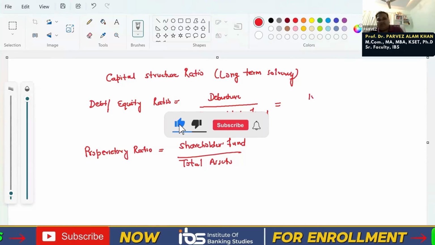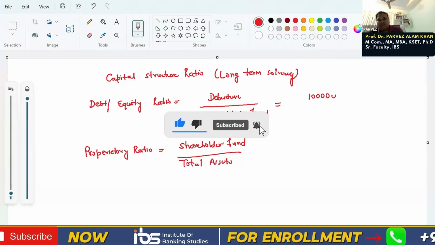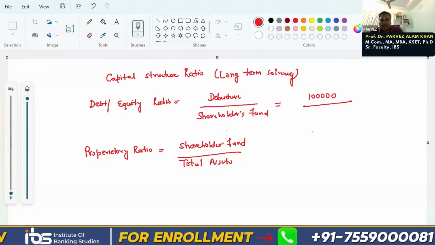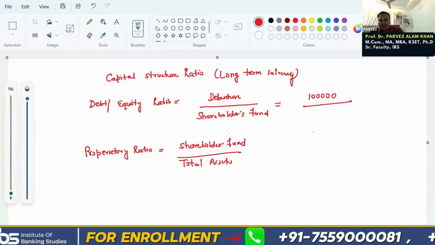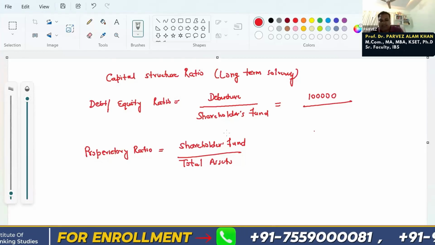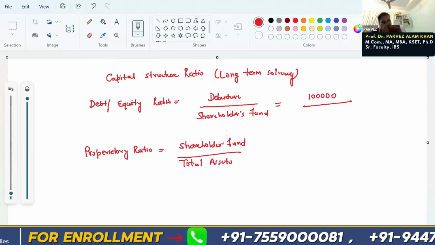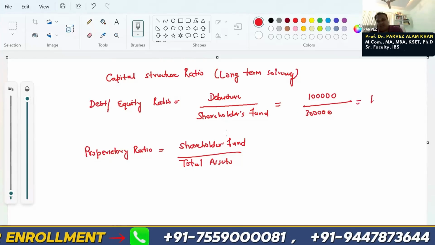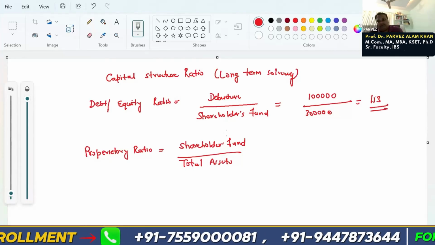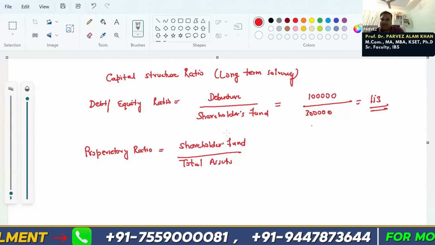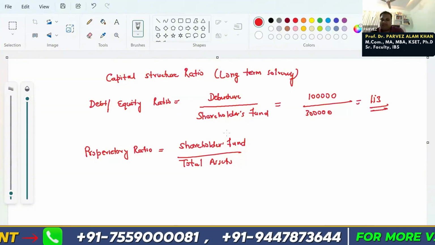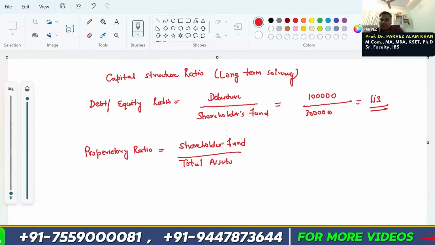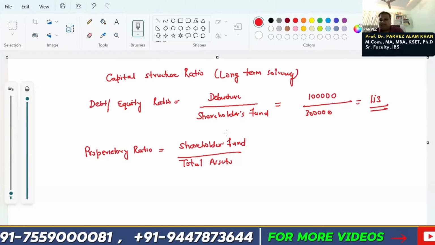So debenture you will take as 1 lakh. Then what is left out? All the things: equity capital 1,50,000, preference capital 50,000. Then general reserve is 70,000, profit and loss 30,000. So total how much is it coming? 3 lakhs, right? So 1:3. Is it clear?